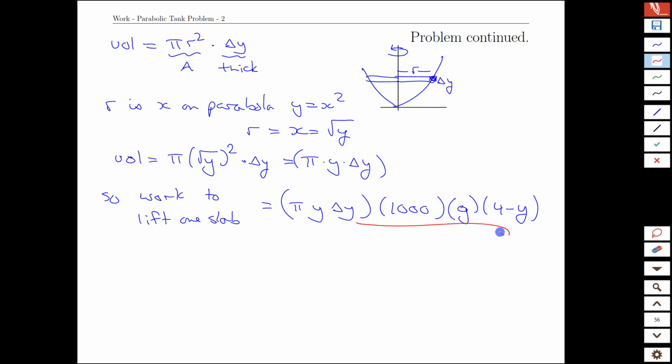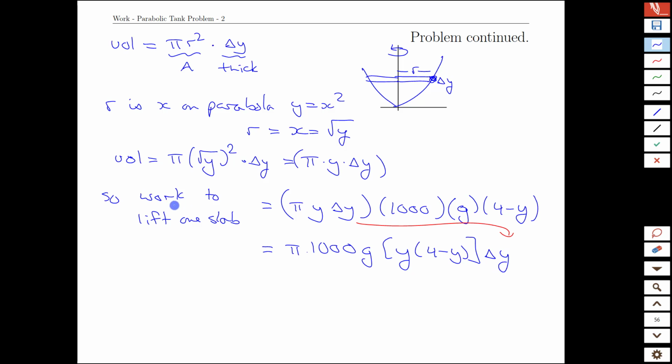We're just going to tidy that up, bringing the delta y to the end, and bringing all the constants to the front. So we're going to have pi, and 1,000, and a g, times a y we haven't got yet, and a 4 minus y. And I'll try to again make those y's as distinct as possible from the g's, and delta y at the end.